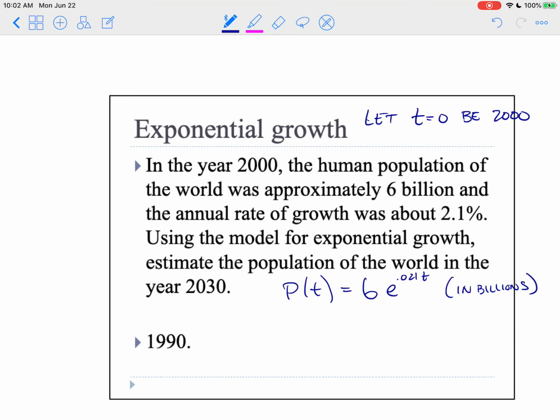Okay? But I'm not interested in the year 2000. I'm interested in the year 2030. So what number would I plug in for t to get the year 2030 if the year 2000 is t equals 0? The answer is I would plug in 30. So this is going to be 6e to the 0.021 times 30.